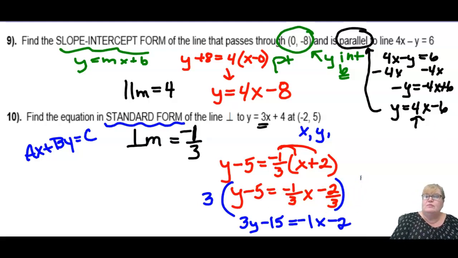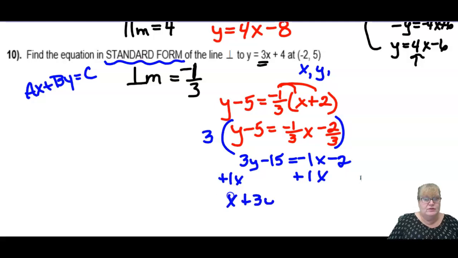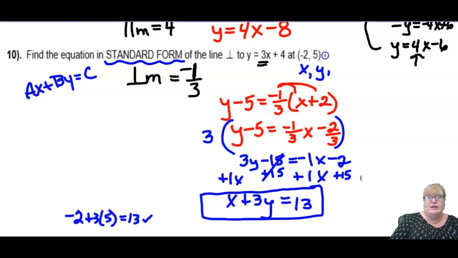All right, now let me see if I can move this down a little bit more. All we have to do now is get x and y on the same side, which will give us x plus 3y equals, and if we add the 15 back over this way, I'm cheating and showing it all at once, I will get negative 2 plus 15 is 13. Okay. If you wanted to check at the end, you could put negative 2, 5 in and make sure it worked. So negative 2 plus 3 times 5 should equal 13. 15 and negative 2 is 13. It checks. Okay, it does go through that point. All right, that would be a good check.